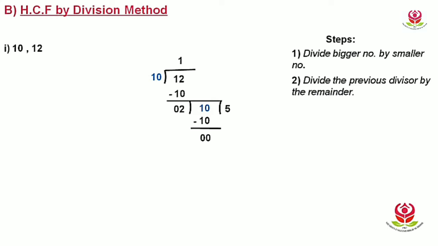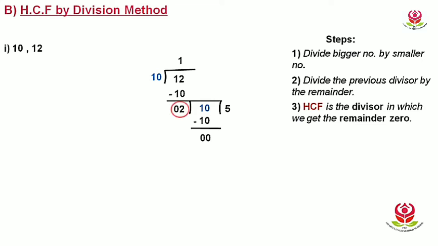Okay, so what is the HCF over here? HCF is the divisor in which we get the remainder 0. So if you see, 2 is the divisor in which we are getting the remainder as 0. So our HCF is 2. I hope you have understood this example. Let us see a few more examples.